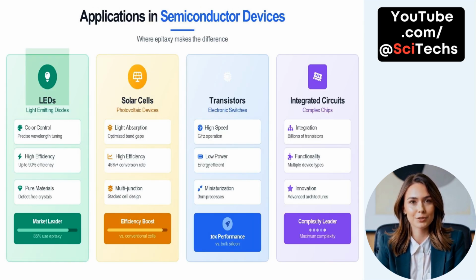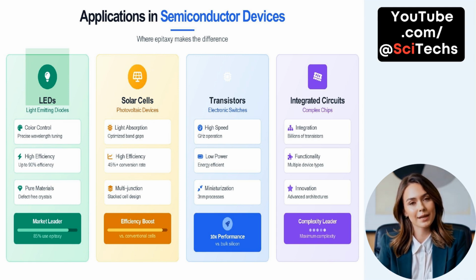Applications in semiconductor devices. Epitaxial growth plays a transformative role in the performance and capabilities of today's semiconductor devices. In LEDs, epitaxy enables precise color control through accurate wavelength tuning, supports up to 90% efficiency, and ensures high crystal purity with minimal defects, making it the industry standard used in 85% of devices.